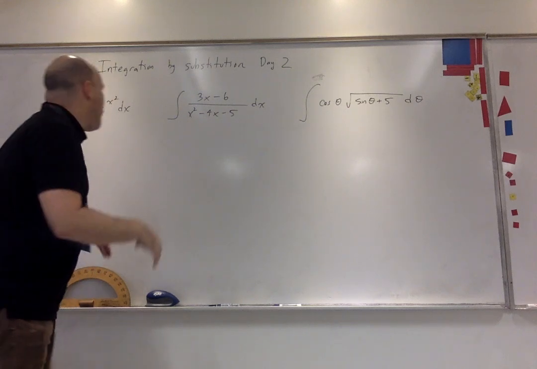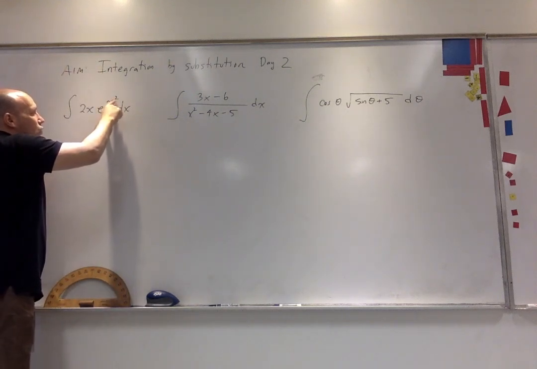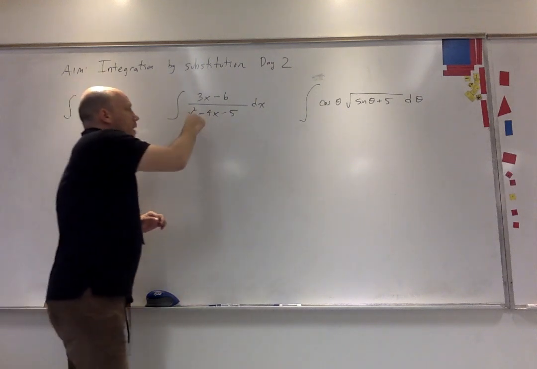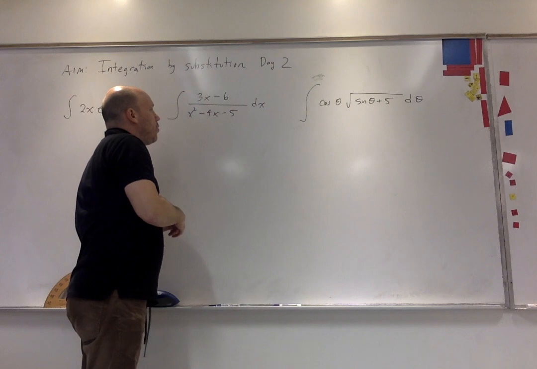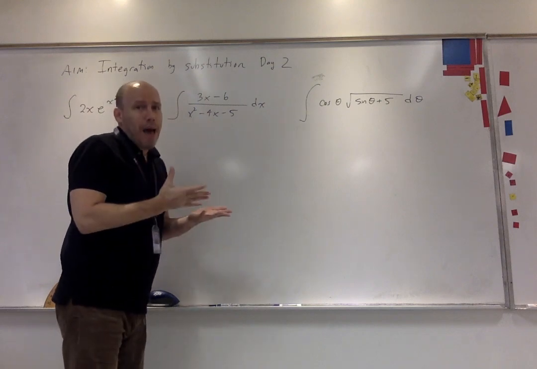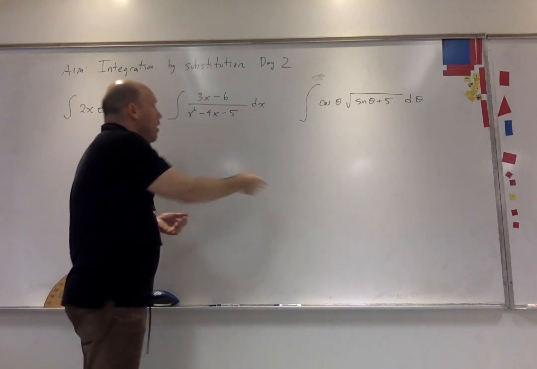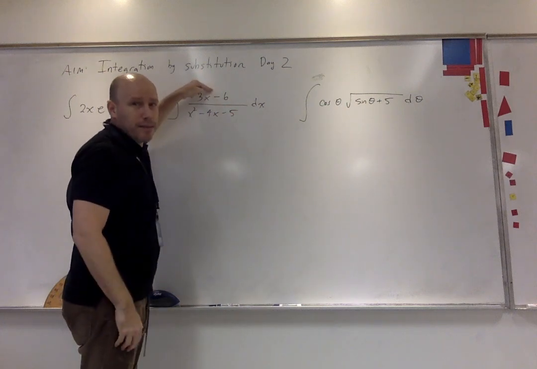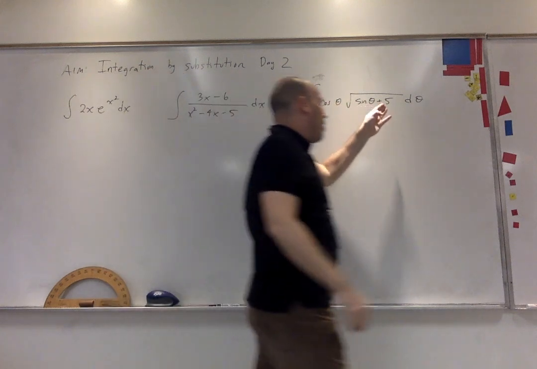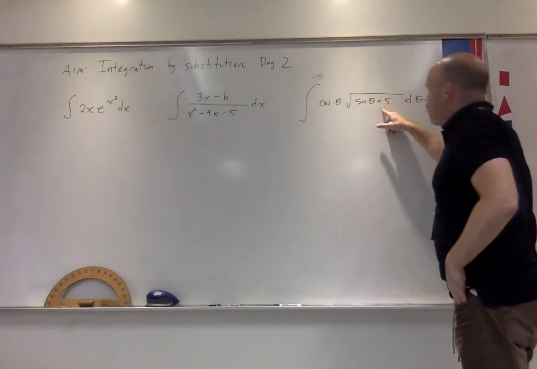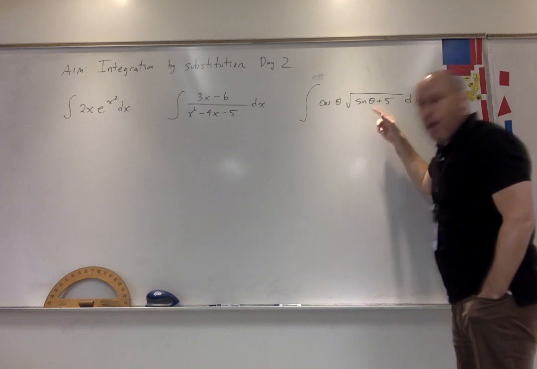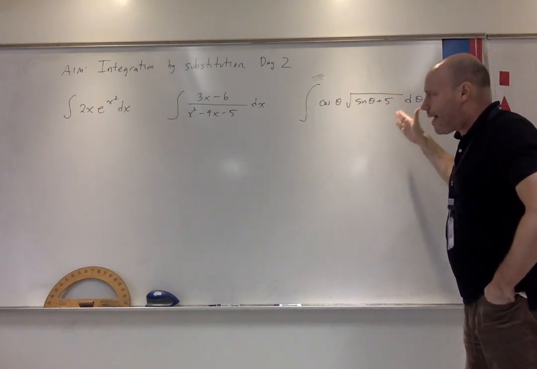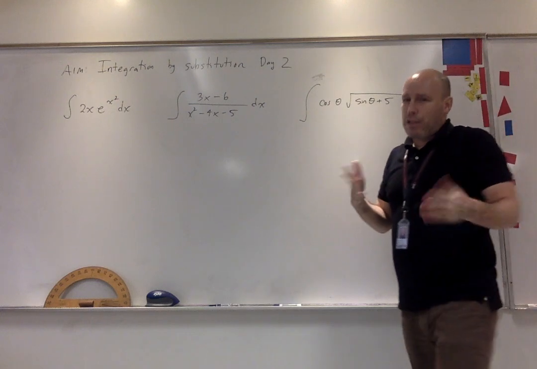It's very clear. So immediately you look at this and you're like, x squared, the derivative, that knocks out that 2x. If you let x squared minus 4x minus 5 be the substitution and you take the derivative, you have 2x minus 4, which is going to knock out the 3x minus 6. Same idea here. If you let sine theta plus 5 be the substitution, the derivative of that knocks out the cosine. So in these three examples, let's take a look at these.